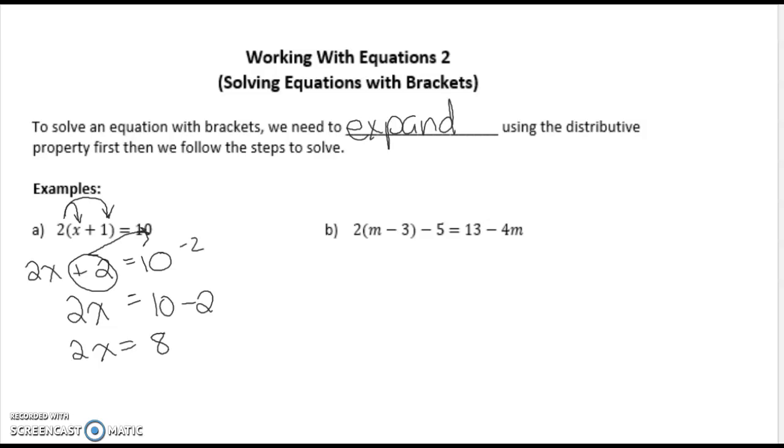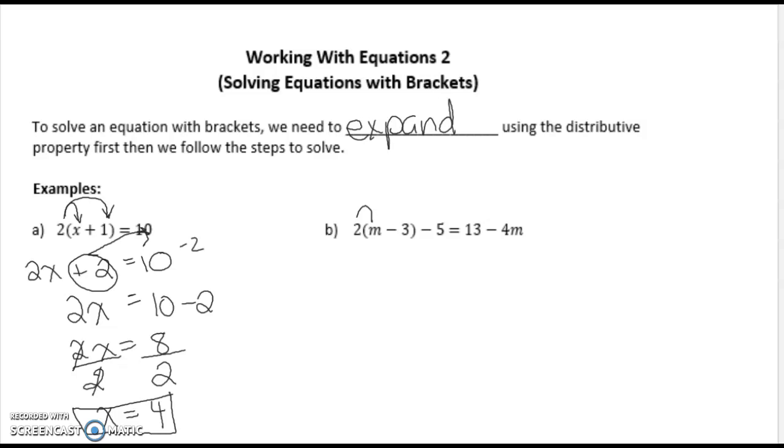And then in order to solve for x, we have to divide by 2 because it's multiplied by 2. If you do it on one side, you do it to the other. 2 goes into 2 one time, and you're left with x equals 8 divided by 2 is 4. There's your answer. Okay, so next one, we're going to start by expanding the same thing.